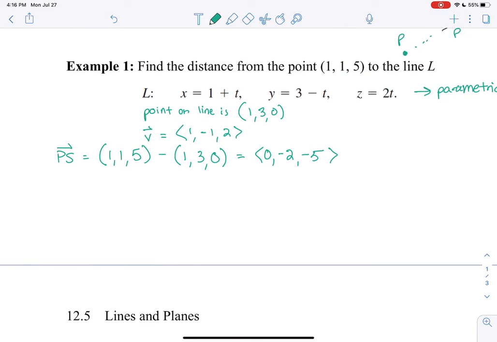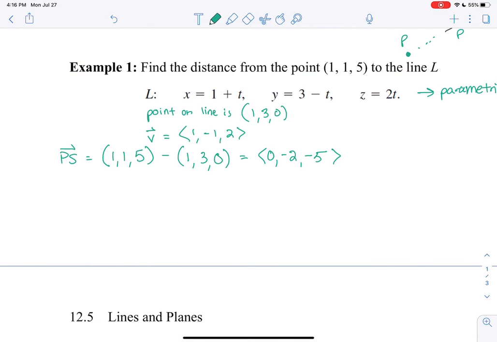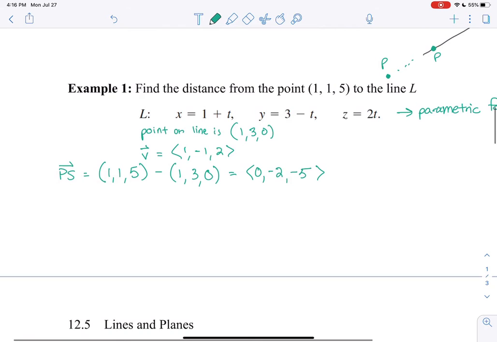So then we need V, which is (1, -1, 2). Something's not right here. I have the answer in front of me, and it says this 5 should be positive. I'm trying to find why that's the case. Oh, because I did this backwards. 5 minus 0 is 5, positive 5. I keep messing up the signs on some of my numbers.